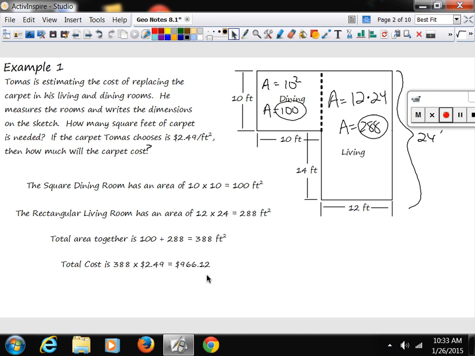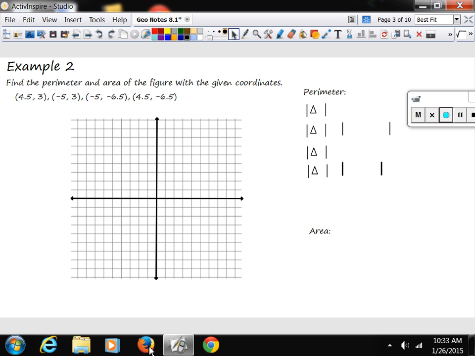All right, example 2. Example 2, we've got a coordinate graph example, like we were kind of doing last unit when we were talking about coordinate geometry. And we want to find the perimeter and area of the figure with the given coordinates. Now these are going to be pretty easy ones because we're talking about rectangles and squares. So we should have some easy ways to do it.